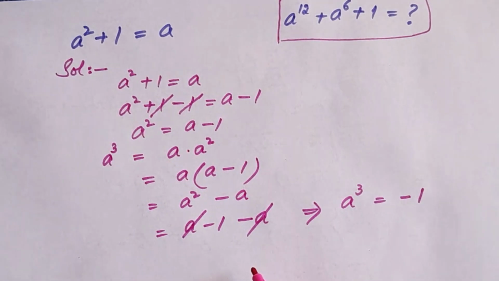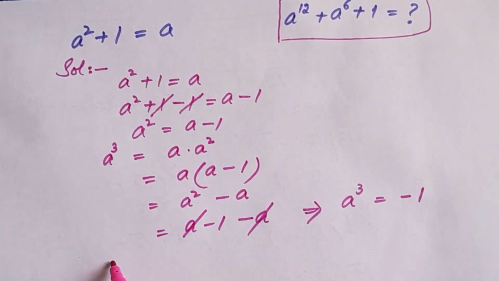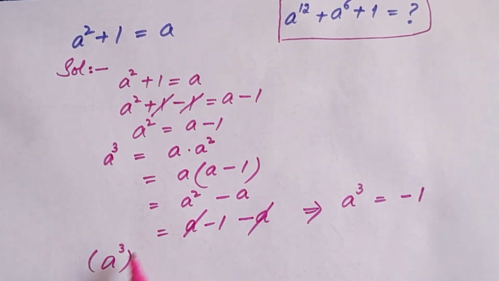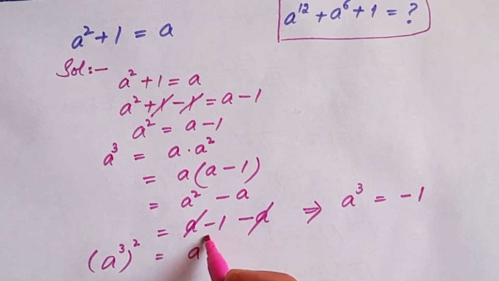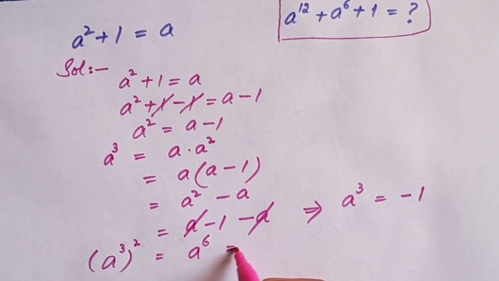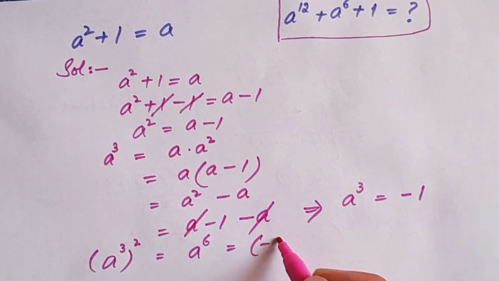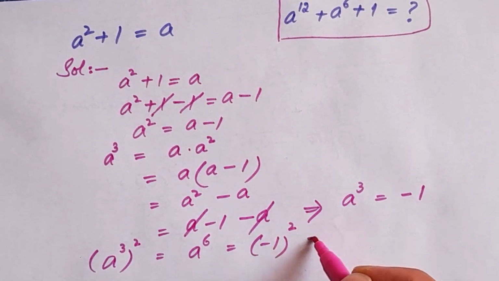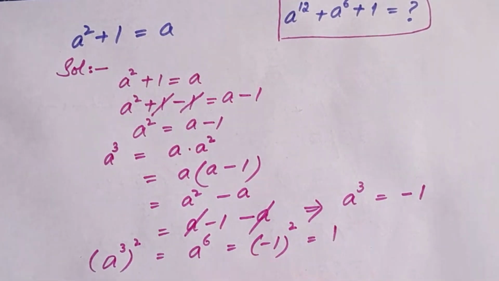To proceed next, we are going to take square of this equation on both sides. So left hand side a cube whole square. Using power of a power rule, these two powers can be multiplied. So that is equal to a to the power 3 times 2 is 6. And right hand side minus 1 square. Minus 1 whole square is equal to 1. A to the power 6 is equal to 1.